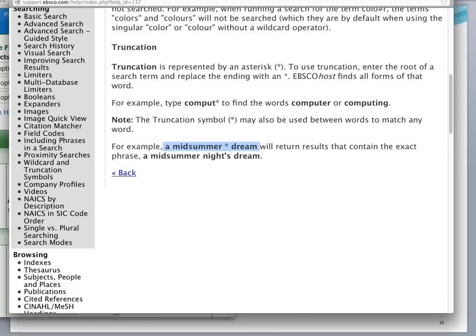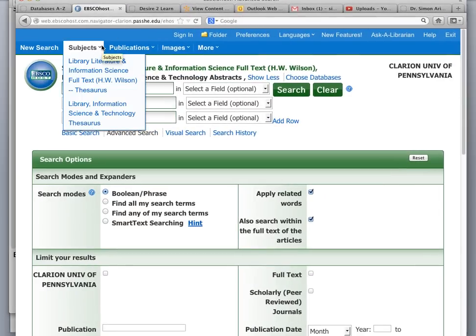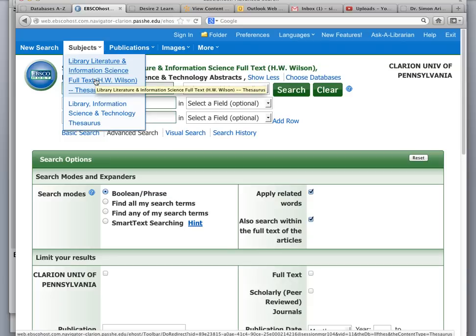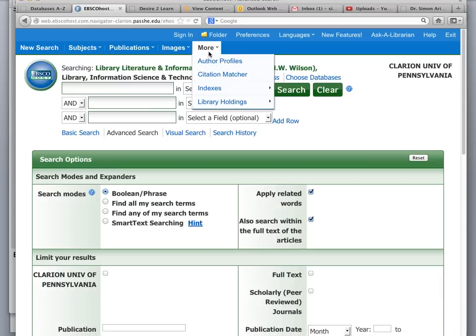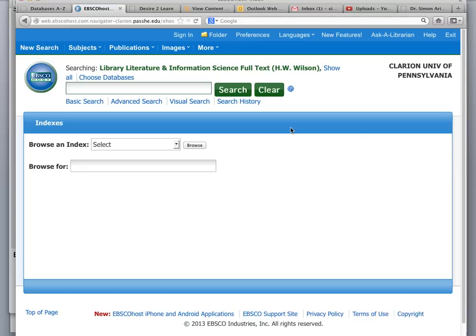And we're going to see that later, but just let me put back the database here, the EBSCO database. We have subjects, and we have a thesaurus here. Okay, so we are using two databases: Library Literature and Information Science Full Text by Wilson, and Library and Information Science and Technology, and both have a thesaurus. And we're going to talk about thesaurus usage later. And another very important thing is the index. Both have an index, and that's also important to use when we want to do a professional search.